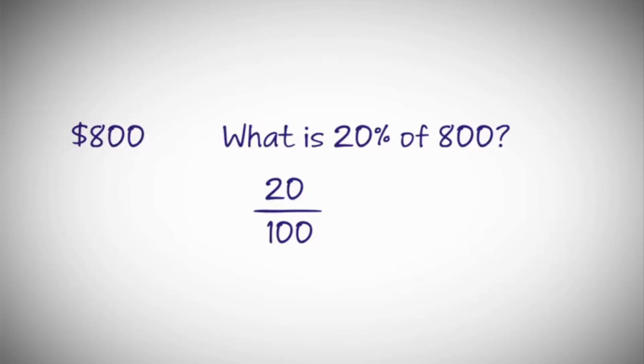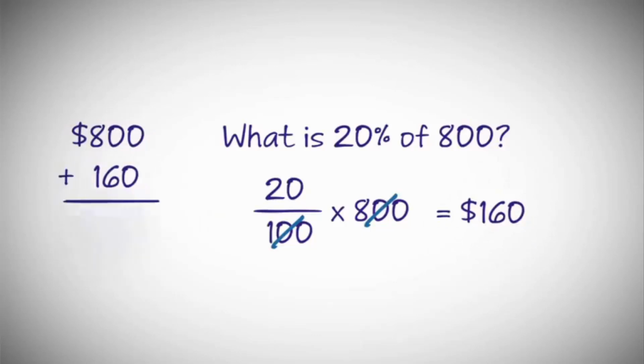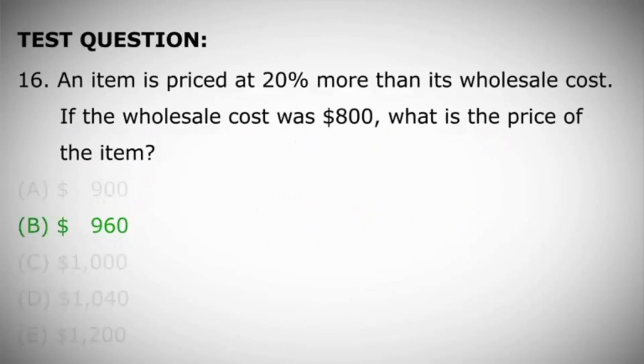Of 800 is times 800. In order to reduce this expression, cancel your zeros. Cancel the 2 zeros on the bottom with the 2 zeros in 800, leaving you with the calculation of 20 times 8, which is 160, to give us a new price of $960, which matches up with answer choice B.